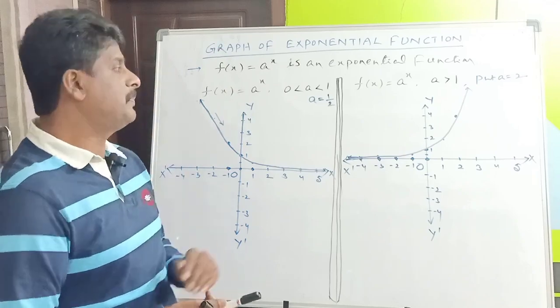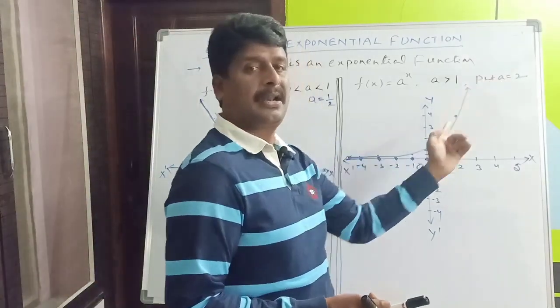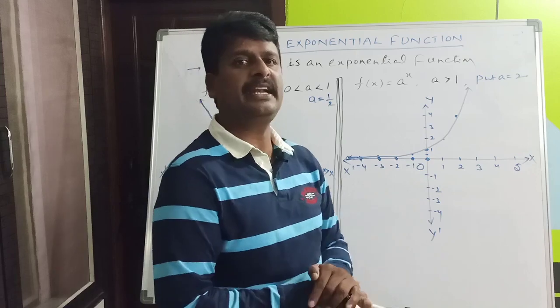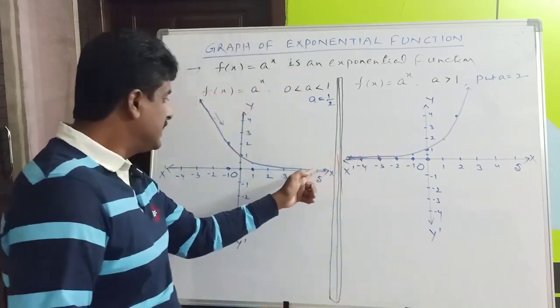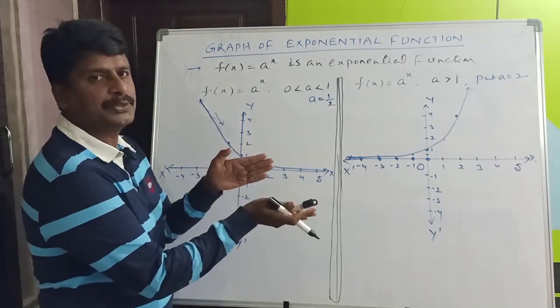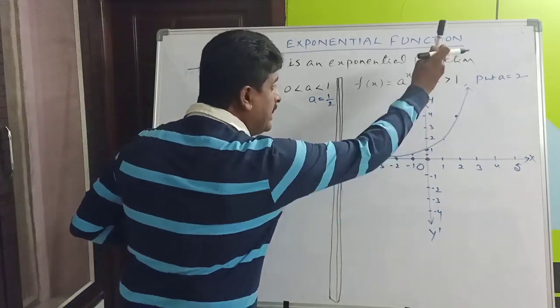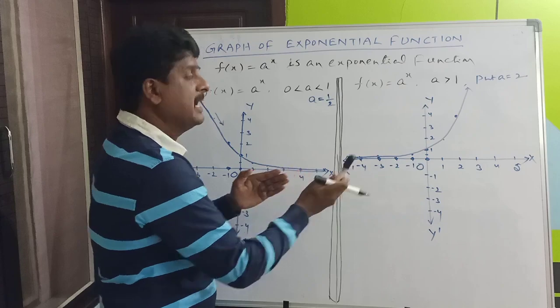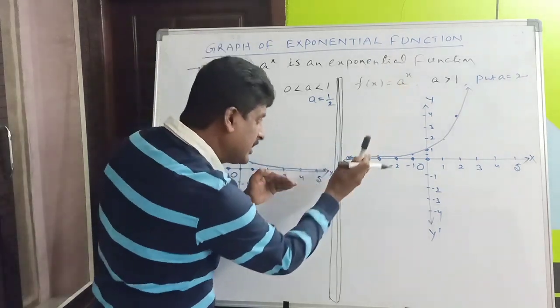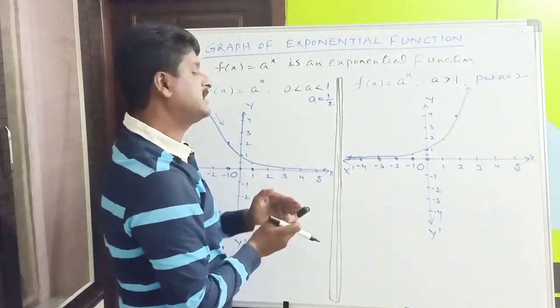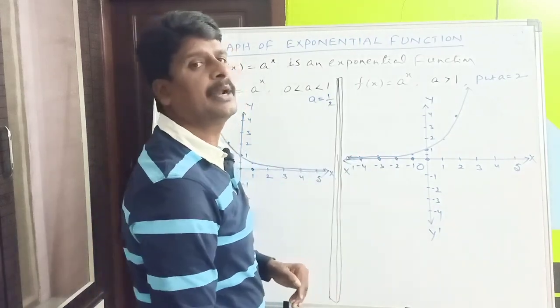And also, observe the range. Range means we have to identify the boundaries of the function. Here, the x-axis, here also the x-axis is an asymptote. Means the lower boundary of the graph is the x-axis. The graph is not crossing, not touching the x-axis, never comes below the x-axis. That's why the x-axis is the lower boundary.